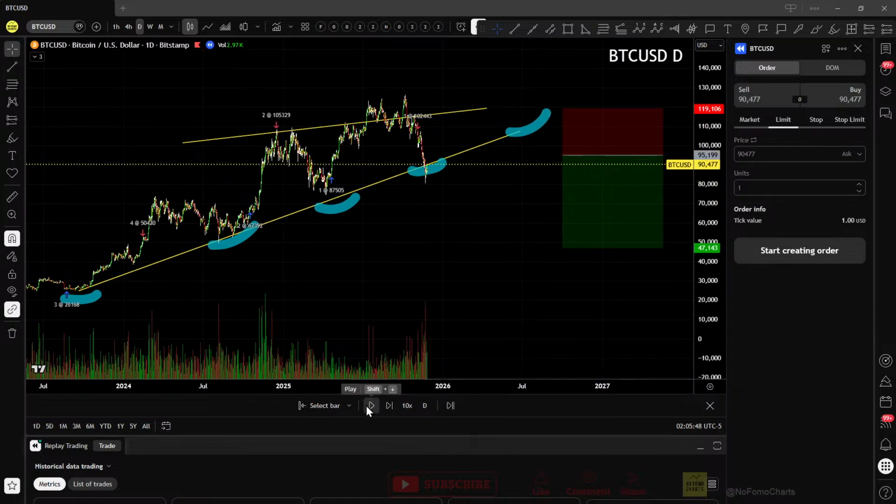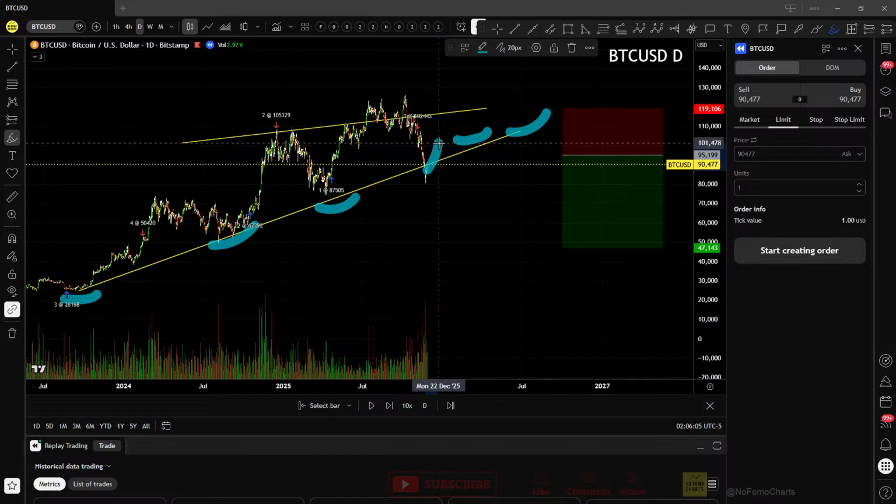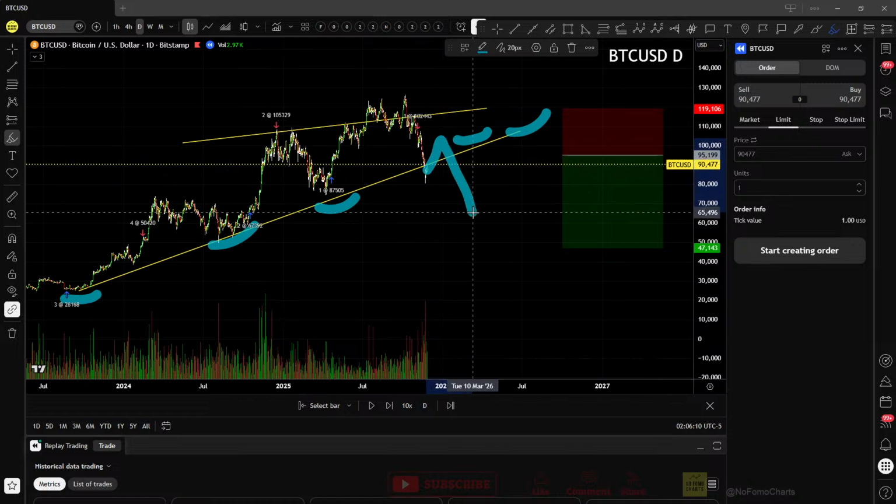Let it run. Oh, it just pierced below that. See what I mean? That didn't happen the last three times. So this is the end of November 2025. Probably bulls are going to fight here. And if we can bounce, we might bounce up to something like 101, 102K. And then if that fails, we might go down.